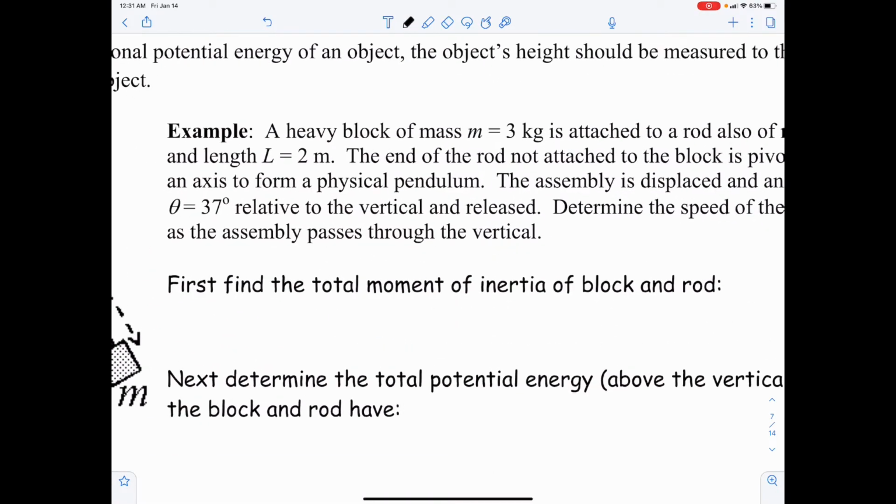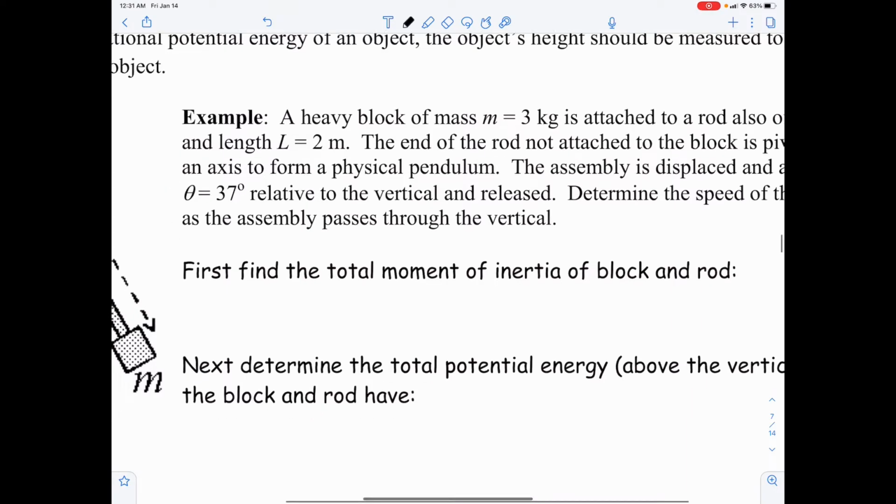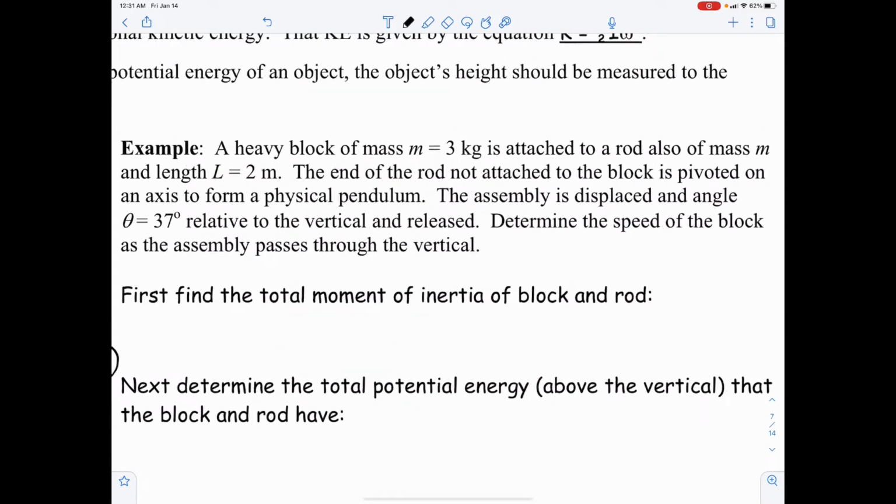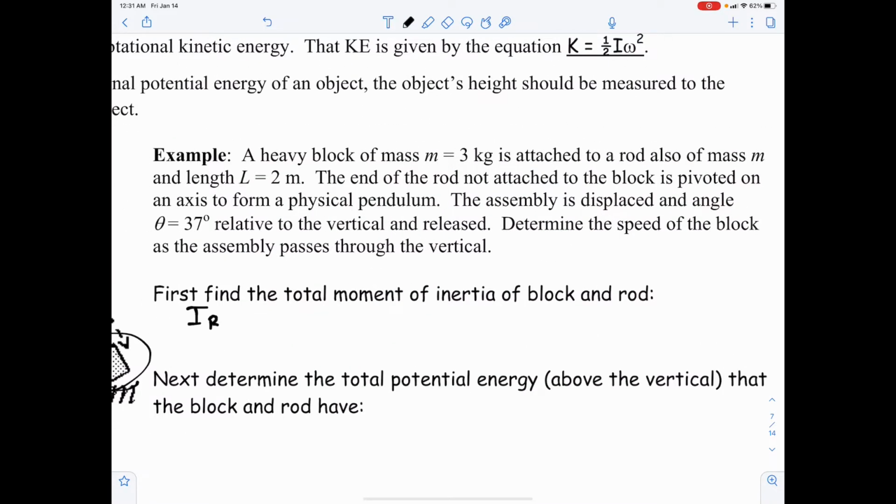So the total rotational inertia of the block would be as follows. Let's treat the block as a particle that is rotating about that point right there. Particles are point masses, so I of the block would just be mr squared.